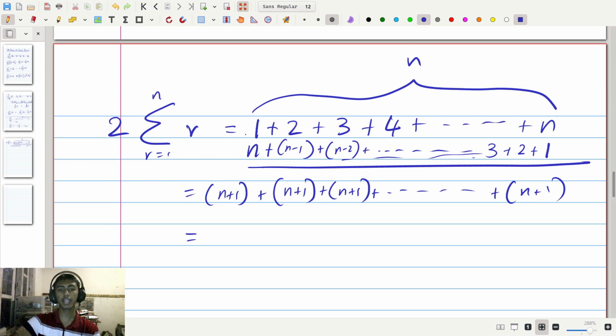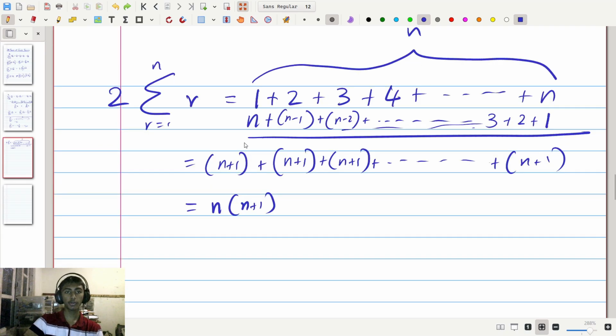Now using this, we can see that the total of this sum here is going to be n plus 1 added to itself n number of times, which is going to be n times n plus 1. So n times n plus 1 is double the sum from r equals 1 up to n of r.